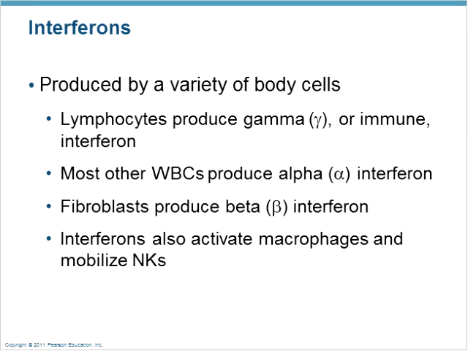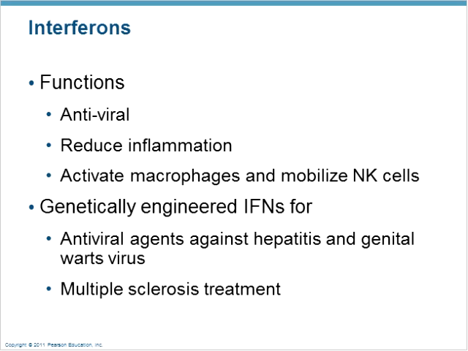Interferons are produced by a variety of body cells. Lymphocytes produce a gamma or immune interferon, where most other white blood cells produce an alpha interferon. Fibroblasts produce what's called a beta interferon, and interferons also activate macrophages, and they mobilize those natural killer cells to attack the invader. So interferon does a lot of things. Its functions: it's antiviral. It reduces inflammation. It activates the macrophages and mobilizes the natural killer cells.